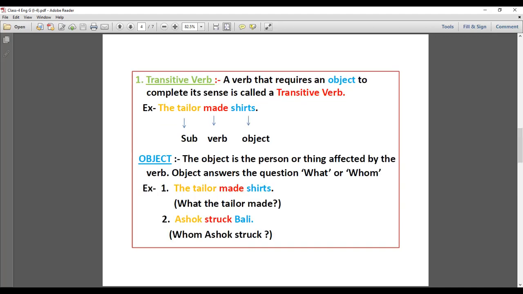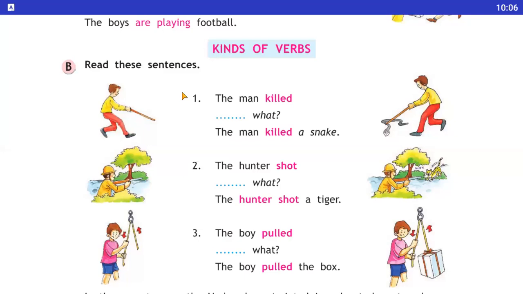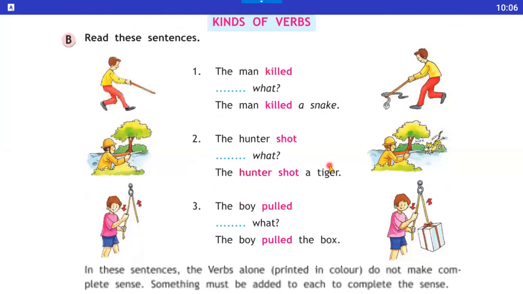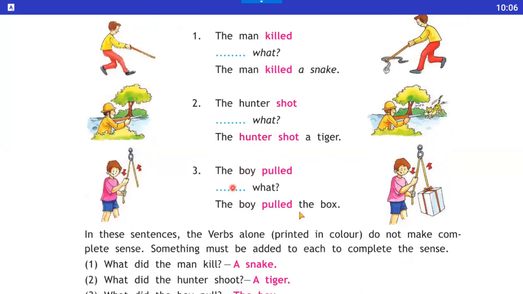Now, student, look at the example. The man killed a snake. Man ने किसको मारा? Snake को मारा. The hunter shoot what? The hunter shoot a tiger. And third number is here. The boy pulled. The boy pulled what? The boy pulled the box.